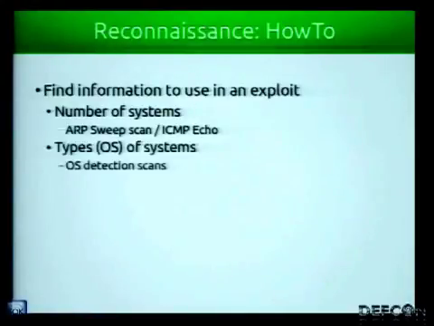So the next thing you want to do is figure out what types of systems are on the network. Now you know what computers exist. You want to find out what operating systems are there.